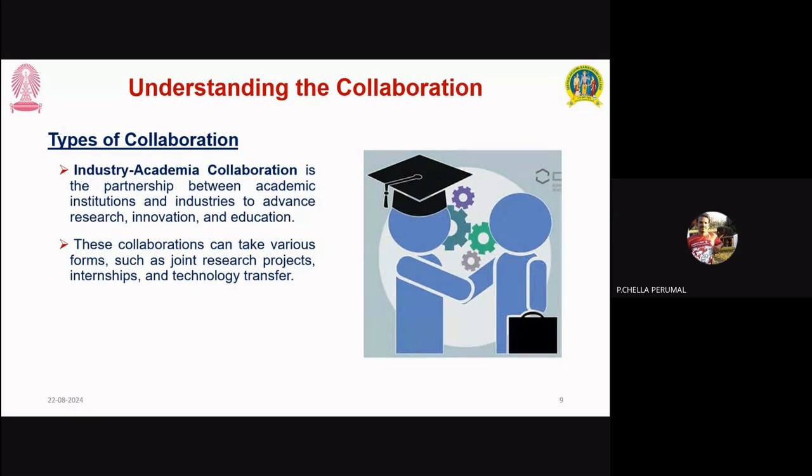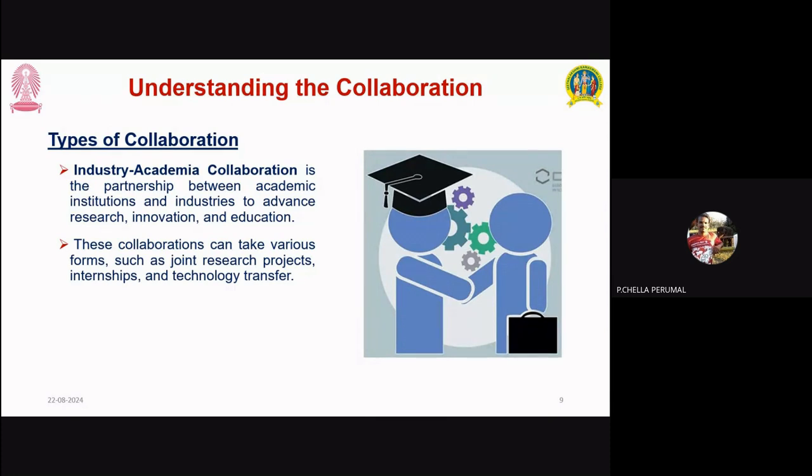Industry-academia collaboration is a partnership between academic institutions and industries to achieve research, innovation, and education. These kinds of collaborations can take various forms, such as joint research projects, internships, and technology transfers. One of the most notable examples of industry-academic collaboration is the partnership between Stanford University and Silicon Valley companies. This collaboration has led to the development of cutting-edge technologies and the establishment of startups that have transformed industries.